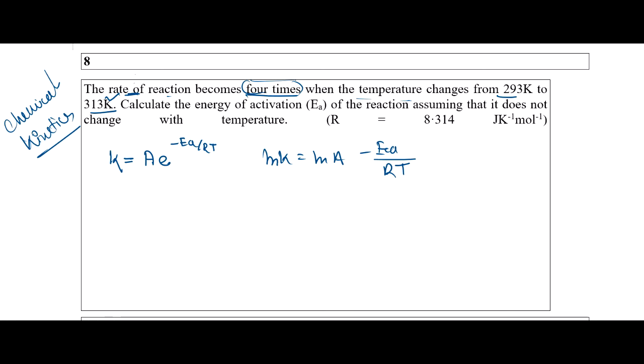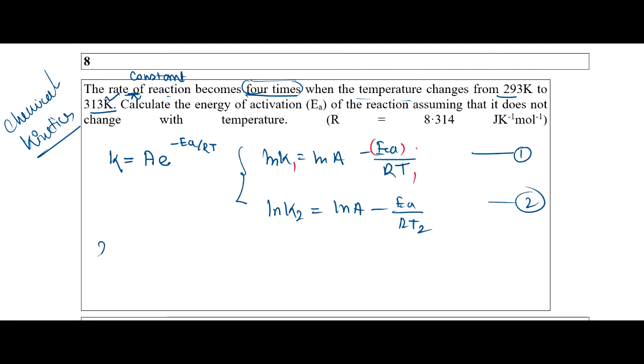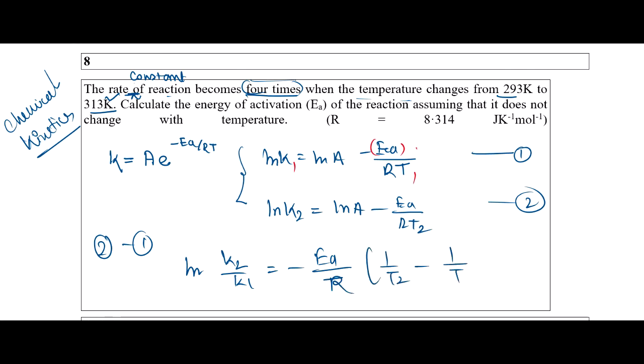Actually, here it will be the rate constant of the reaction. The rate constant of the reaction becomes 4 times. So we can write ln K1 = ln A - EA/RT1. EA will not change, because for the same reaction the activation energy is the same. For the other temperature we can write ln K2 = ln A - EA/RT2. If we subtract equation 1 from equation 2, then ln K2/K1 = -EA/R (1/T2 - 1/T1).